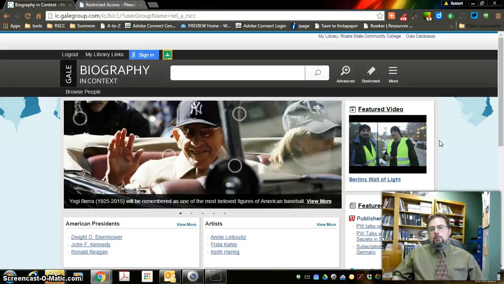And so, if you're working with the film Titanic, you may recall the character that Kathy Bates plays. Her name is Margaret Molly Brown, or the famous Unsinkable Molly Brown. And so if I wanted to know more about Molly Brown and compare that to the depiction that Kathy Bates gave, Biography in Context would be a great resource for that.